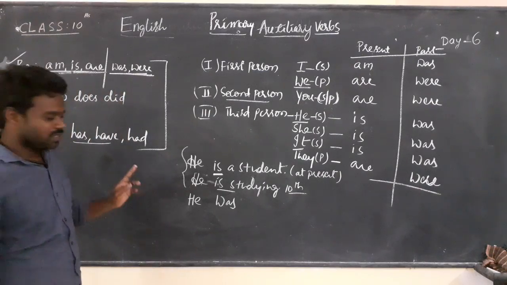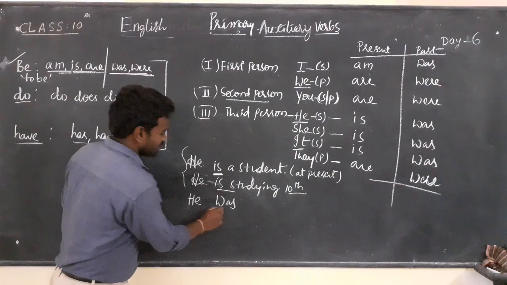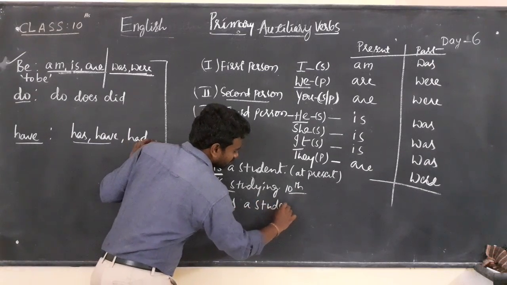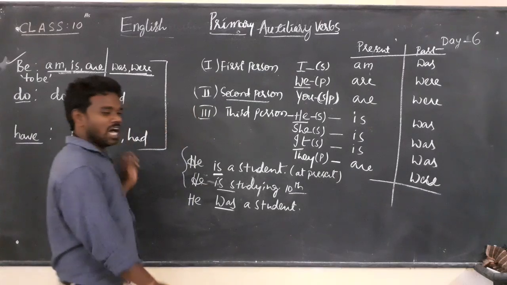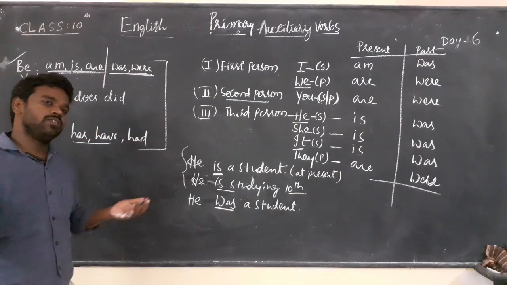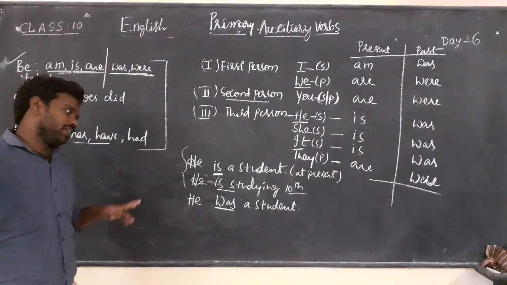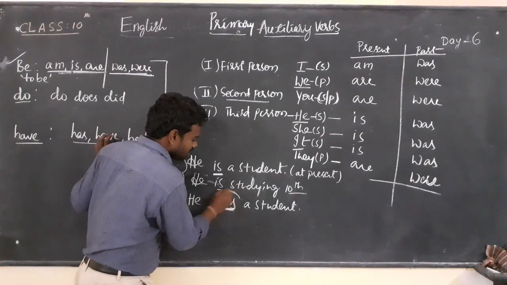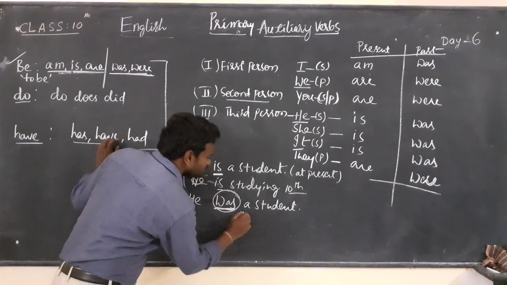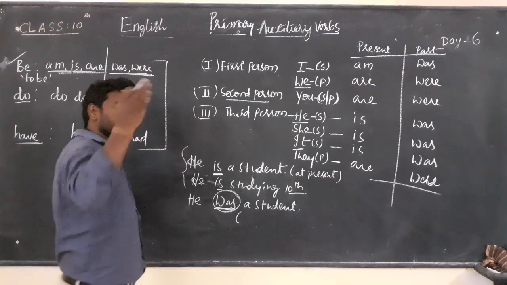Was is used in past tense. For example, if I say he was a student, that means now he is not a student. He was a student in the past. So he was studying 10th class maybe in the last year or previous year, whatever it is. So he was a student means he is not a student now. Previously he was a student.